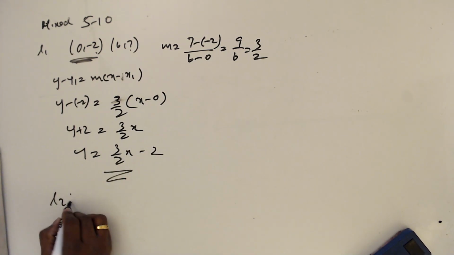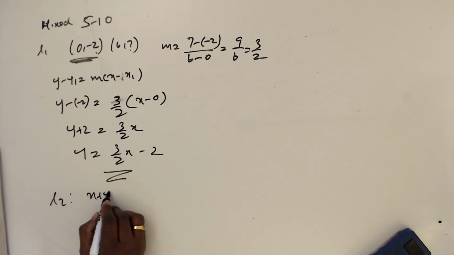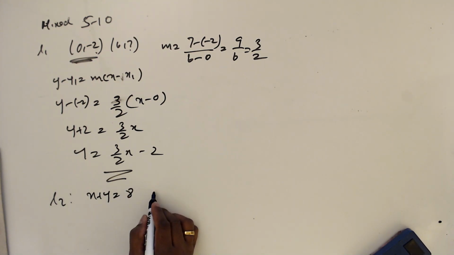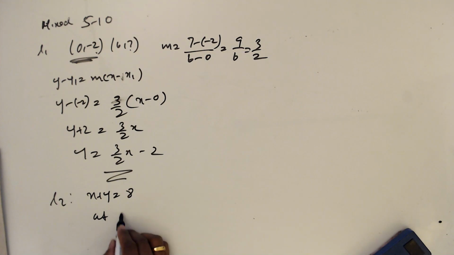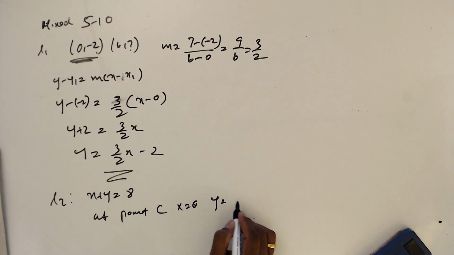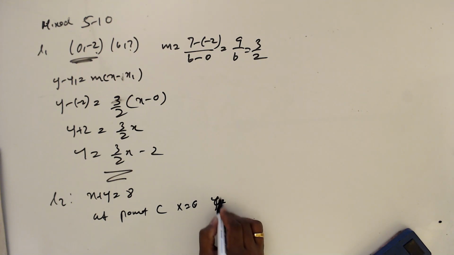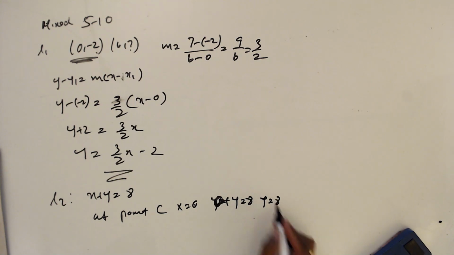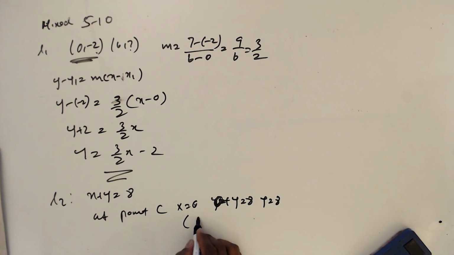Now we have the L2 equation, x plus y equals 8, and it crosses the y-axis at point C. At point C, crossing the y-axis means x equals 0. Then 0 plus y equals 8 from here, so y equals 8. Now the C coordinate is (0, 8).